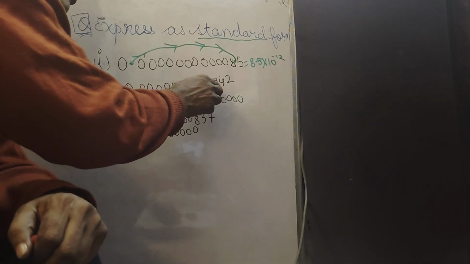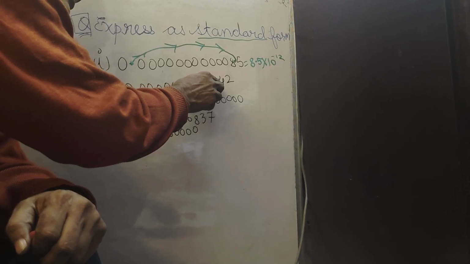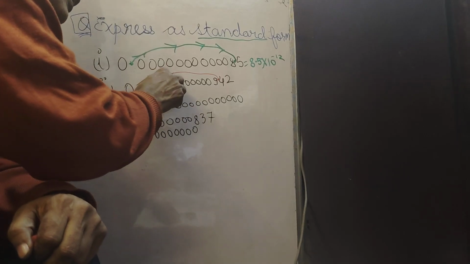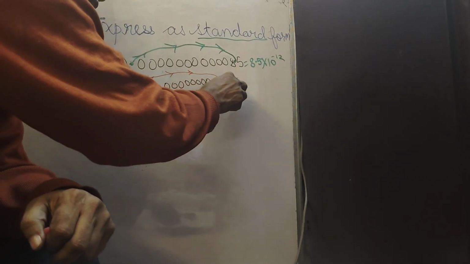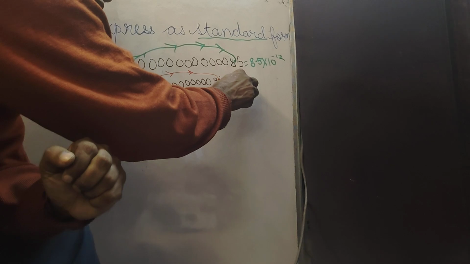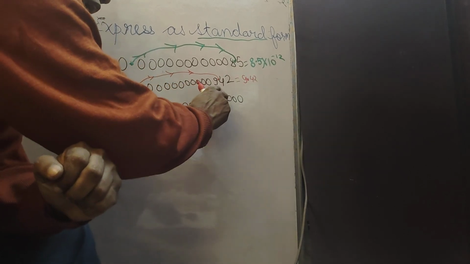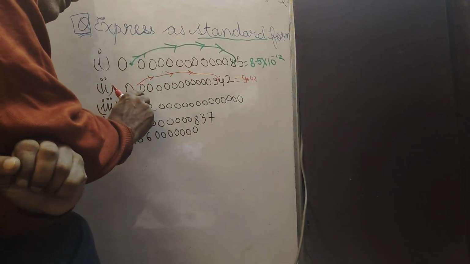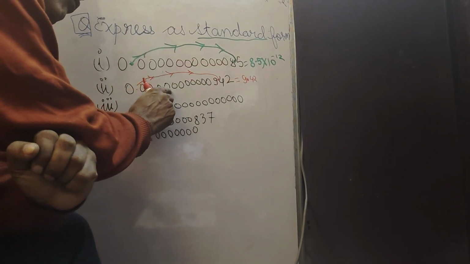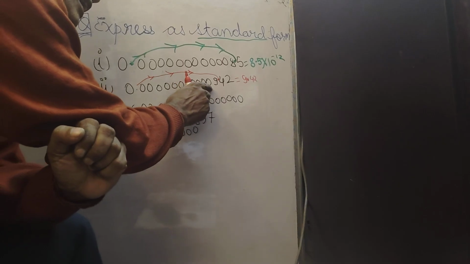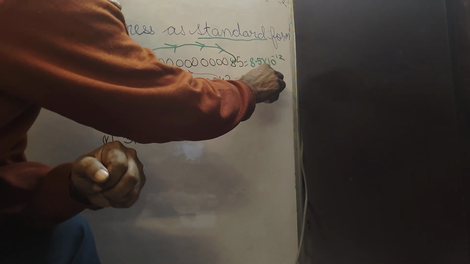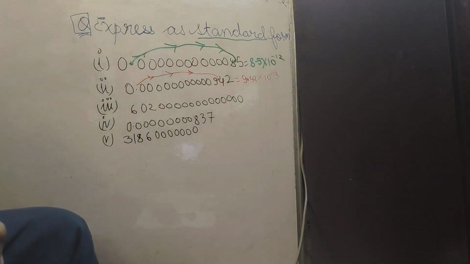0.000000000000942. So what we do, after the first digit, this 9 is the first digit, so after 9 we shift this decimal. So how many digits are we shifting? That we write as negative power, negative exponent. So we write 9.42. So this point we are shifting here. How many digits are we shifting? 1, 2, 3, 4, 5, 6, 7, 8, 9, 10, 11, 12. So 12 digits we are shifting. So we write 10 raised to the power minus 12. So the answer is 9.42 times 10 raised to the power minus 12.